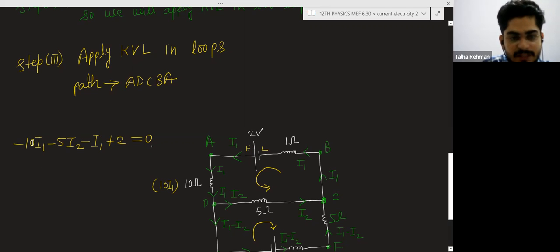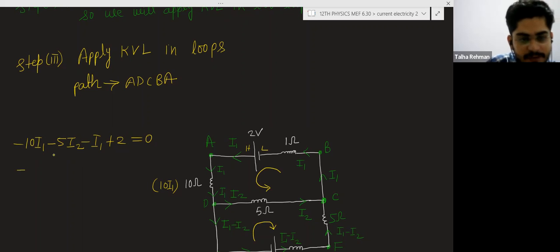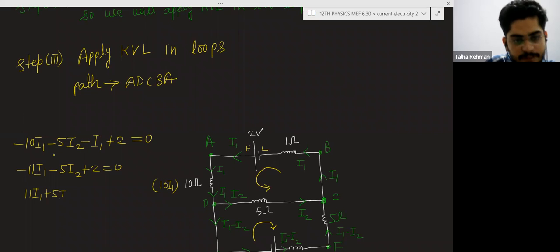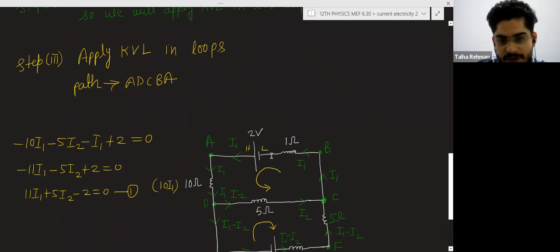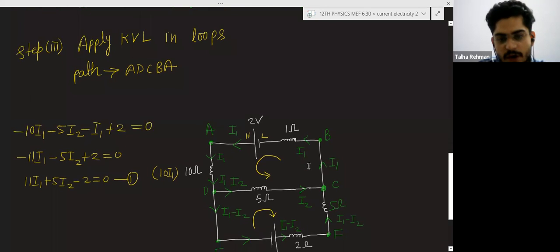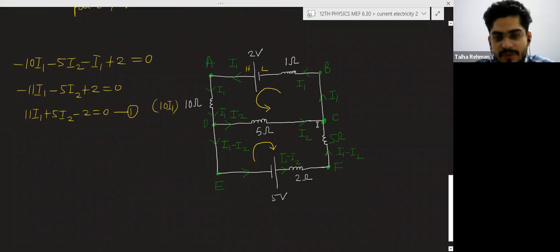This is minus 10 I1, this is minus I1, so you will get minus 11 I1 and minus 5 I2 plus 2 is equal to 0. When you take minus common, you will get 11 I1 plus 5 I2 minus 2 is equal to 0. This is our equation number 1 we got when we applied the KVL in this loop. Now we will get the equation number 2 when we apply KVL in this loop.